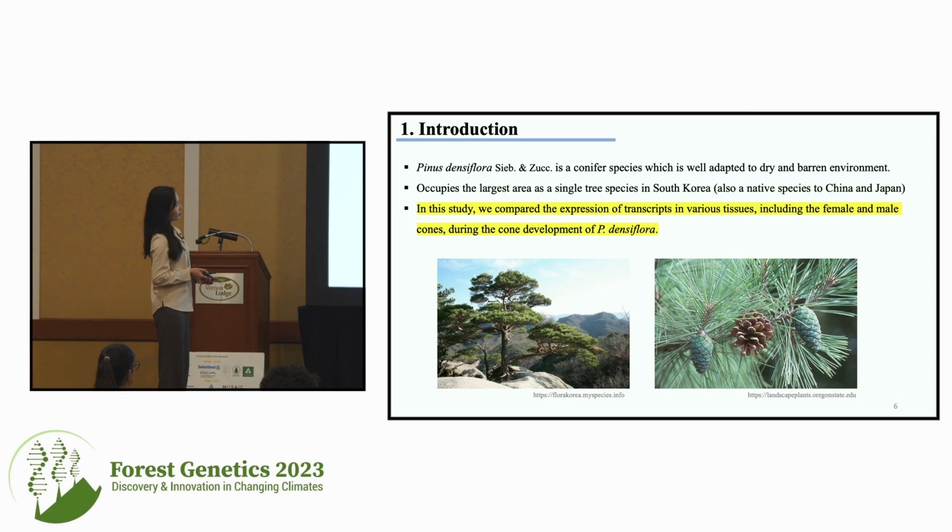Pinus densiflora is a conifer species which is well adapted to dry and barren environments. It occupies the largest area as a single tree species in South Korea. So in this study, we compared the expression of transcripts in various tissues, including the female and male cones, during the cone development of Pinus densiflora.